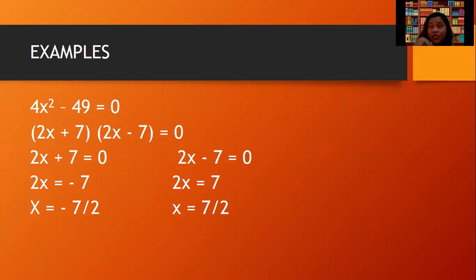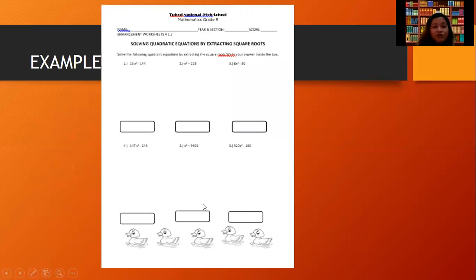So using the addition property of equality, 2x is equal to negative 7. Then for the other one, the negative 7 will become positive. Then find x. So therefore, x is equal to negative 7 over 2. And for this other one, x is positive 7 over 2.